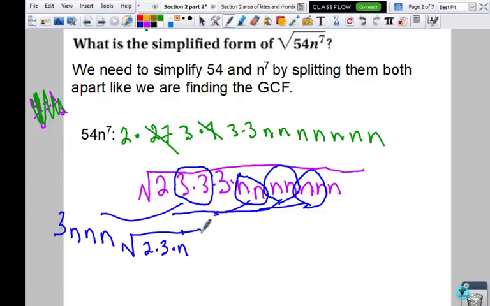We're actually almost done with this one. So I've got a 3 on the outside, right? And then if I have 3 n's, that's going to be n to what power? 3. I have 3n to the 3rd on the outside. And then I'm going to go square root, and on the inside I have a 2 times 3, which is 6, and then this single n just chilling. So that's it, we're done.